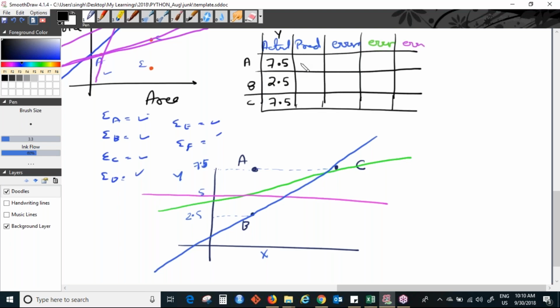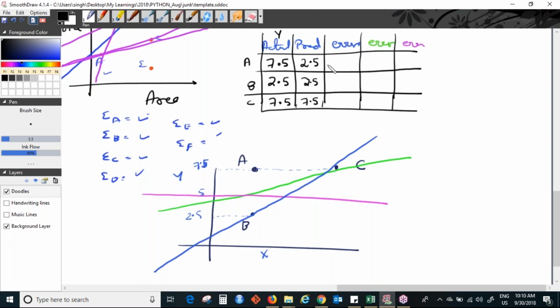Same means what is the value? 7.5. For the blue line, it is 2.5, right? It is here. Okay, it is 2.5. Similarly, the predicted value for point B is 2.5 again for the blue line, right? And for point C, it is 7.5, right? Do you agree with this?